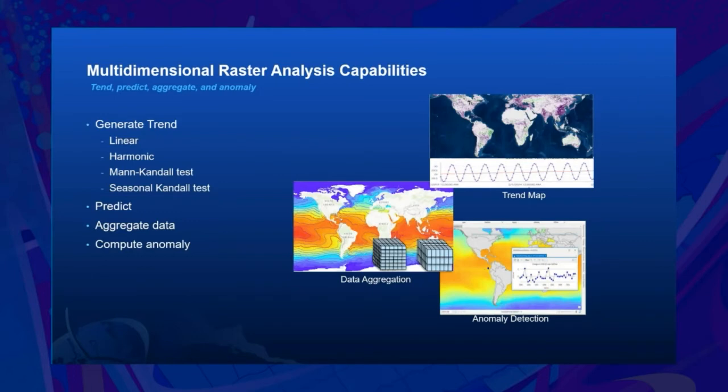The multidimensional analysis capabilities also include trend analysis. We support linear trend model and harmonic trend model, which can create annual and seasonal trends and generate a trend raster. For example, you can calculate vegetation trend from satellite imagery. With the output trend raster that stores the trend model, we can predict and generate new time series data for future time. There are also tools to aggregate your data based on temporal resolution, calculate anomaly, and perform other multidimensional raster analysis.